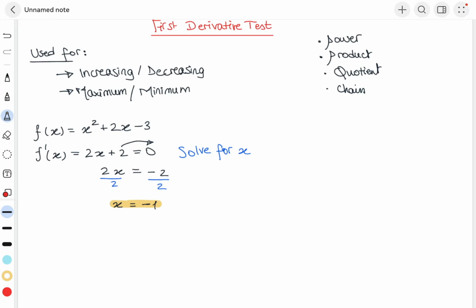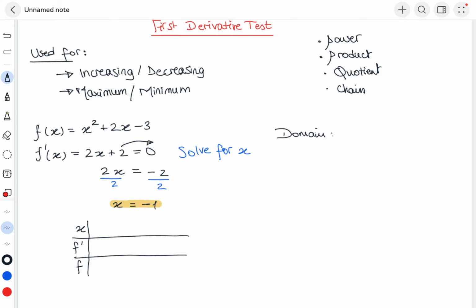Now, since we have x equal to negative 1, we need to do a table where we have x, f prime, and f. This table helps us know where the function is increasing and decreasing. And of course, our domain here is from negative infinity to infinity, since we don't have any restrictions or conditions. So we'll have negative infinity to infinity, and we have our special value, which is negative 1. And put a 0 here. Why did we put a 0 here? This 0 means f prime at negative 1 is 0.